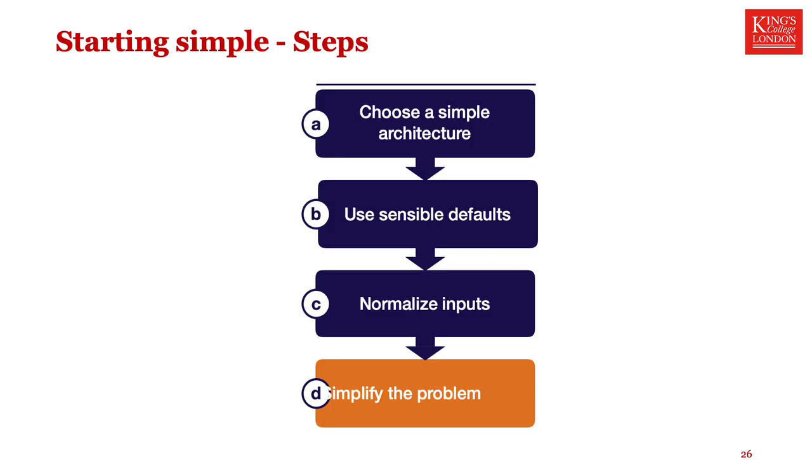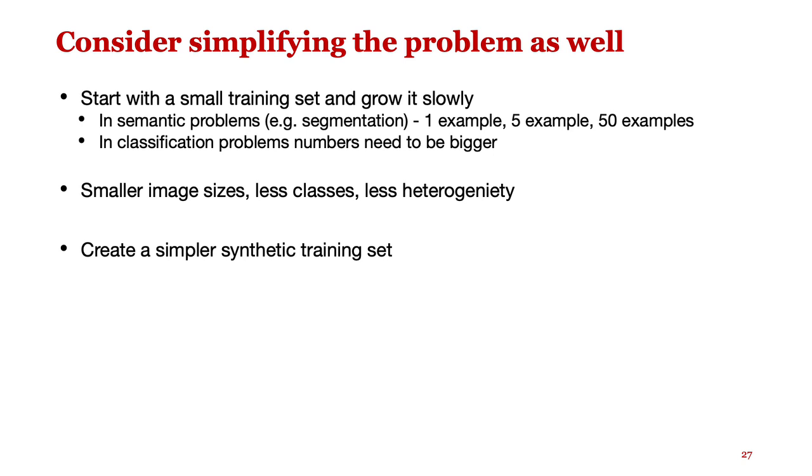The last step of starting simple is that you should simplify the problem itself. This means you need to think about what is the simplest version of the problem that you want to solve. That includes starting with a small training set and growing it slowly. For example, if you're trying to solve a semantic segmentation problem, the number of examples can be very small because one single image will have many labels, since each pixel or each voxel will have a label. So can you overfit on a single example? Can you then overfit on 2, and on 5, and on 50? Each one of these steps will tell you something different.